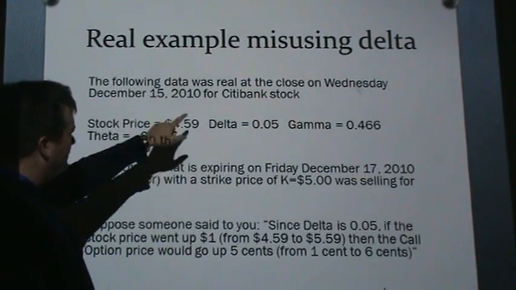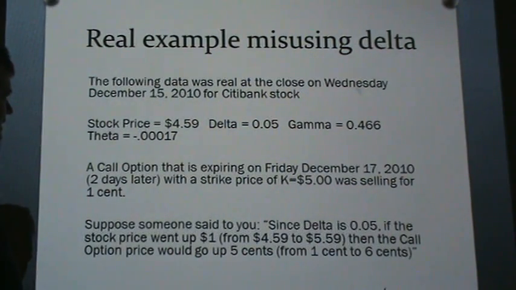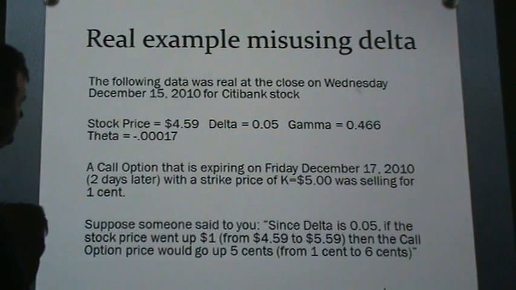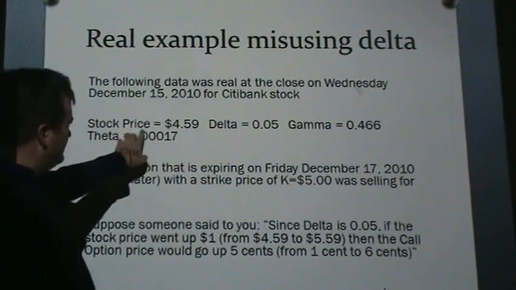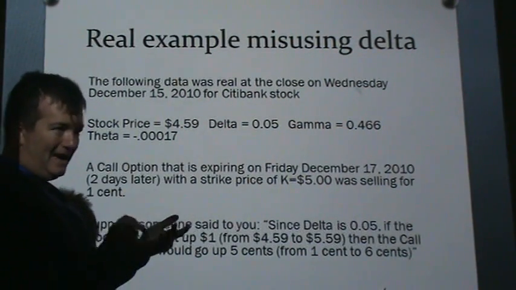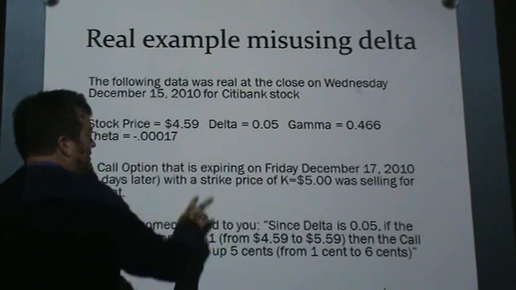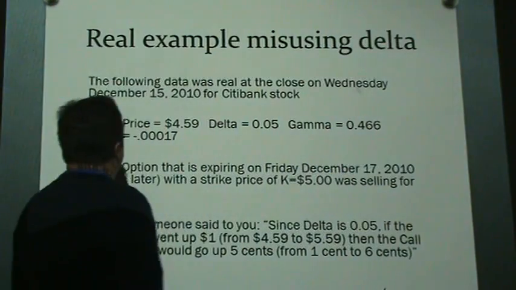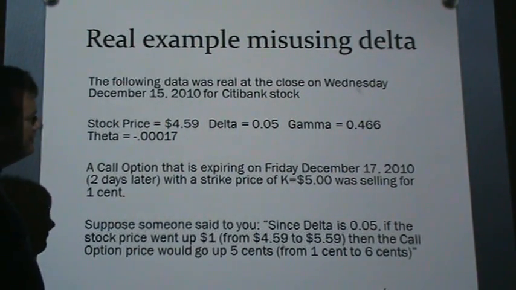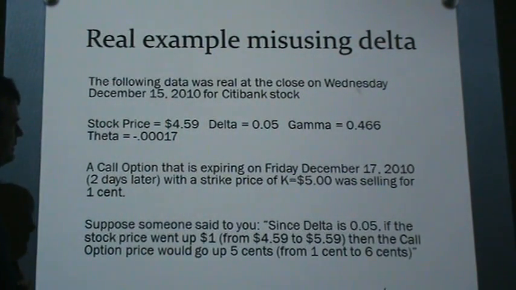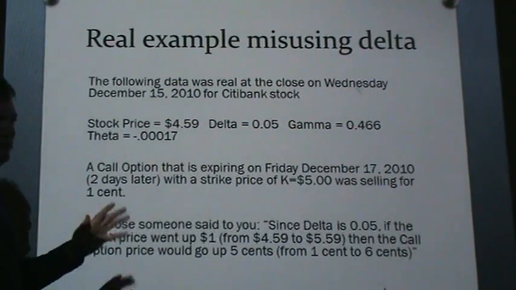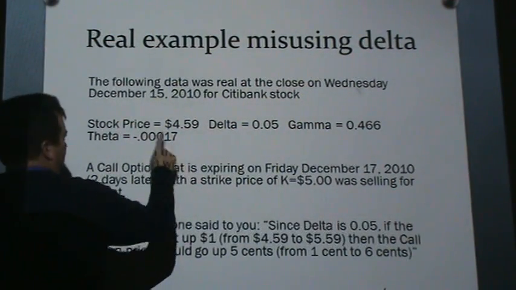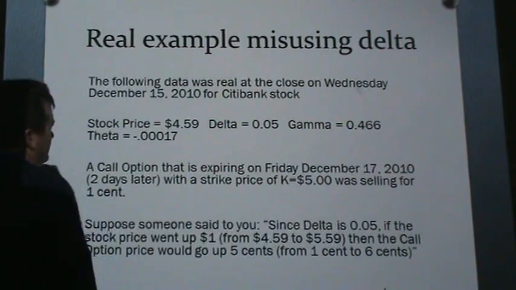This was last December. It was a Citibank stock, and he said the stock was currently selling for $4.59, and his app on his phone told him that delta was 0.05. It also told him that gamma was 0.466, and it told him theta. It didn't give the rho and vega. Maybe you have to hit more information to get those. But it gave the stock price, and it gave three of the Greeks.